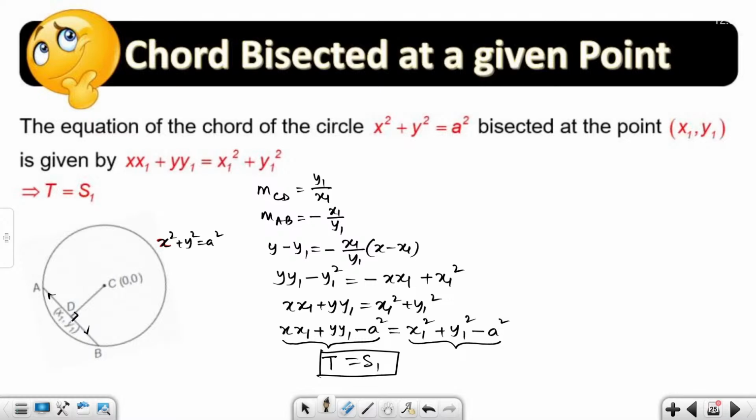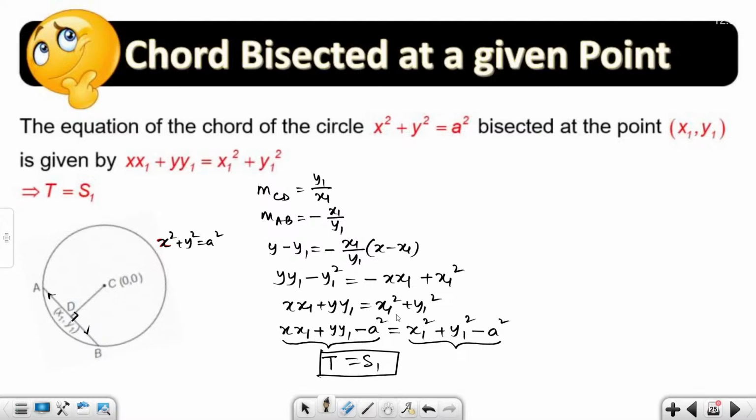Simply remember that. What was the formula for chord of contact? It was t equals 0. What is the equation of the chord bisected at the point x1, y1? The equation is t equals s1. Again I am mentioning, it is true for all circles. It's not for the standard form only. Whether it's a general form or standard form, t equals s1 is the equation of the chord bisected at the point x1, y1. That's it. Is it clear to all?